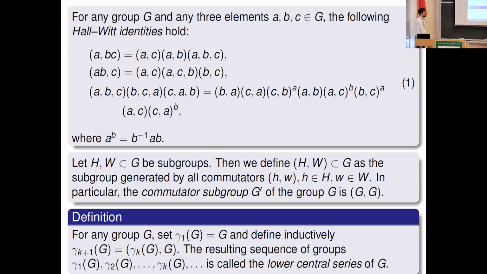For any group G, set gamma 1 of G equals G, and define inductively gamma k plus 1 of G as the bracket of gamma k of G with G. The resulting infinite sequence of groups gamma 1, gamma 2, ..., gamma k, ... is called the lower central series of G.